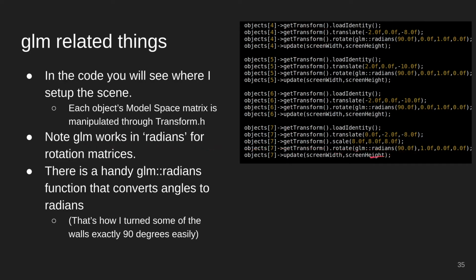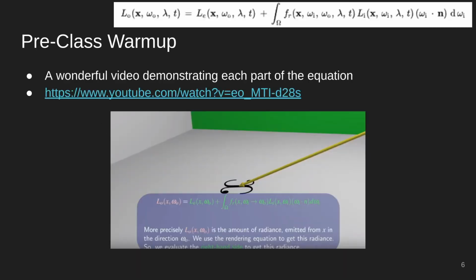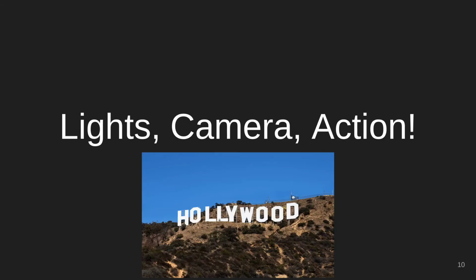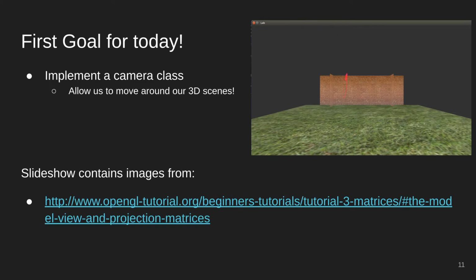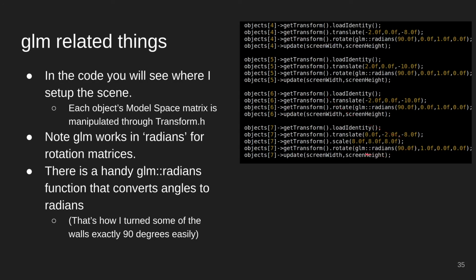So you'll notice there's a little scene set up with a wall. I can go back to what we're going to be doing today. There's this brick wall, and there are actually different walls facing different directions here. I've rotated those each 90 degrees in one direction or the other, and you have to do that in radians in GLM. So that's the function that converts an angle to radians. The system works in radians.